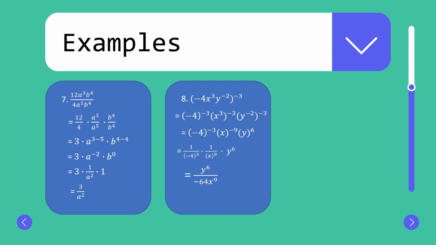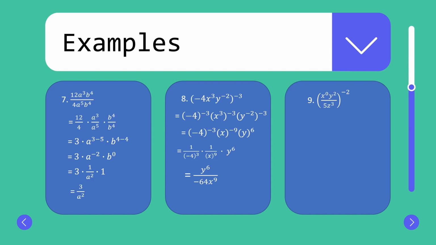We have here our last example, quantity x raised to 0, y squared over 5z cubed raised to negative 2. We apply the third rule of negative exponents. Let's take the reciprocal of x raised to 0, y squared over 5z cubed, which is 5z cubed over x raised to 0, y squared. And let's take the positive exponent, which is positive 2 in this case. And then we apply the power of a quotient rule.